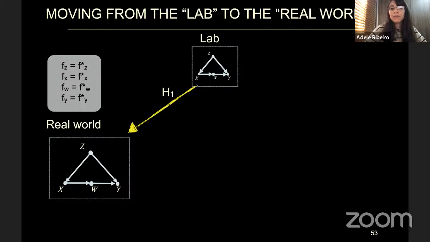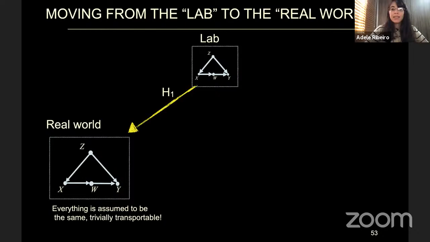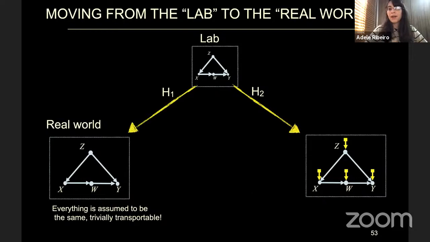So all these functions, the F sub Z, the F sub X, all these functions in the lab are exactly the same as the functions in the real world. So everything that you did here in the lab can be directly transportable. Everything is the same, so it's trivially transportable. This is the dream scenario. I believe it's almost never that this happens. On the other extreme, we have the case where everything is different.